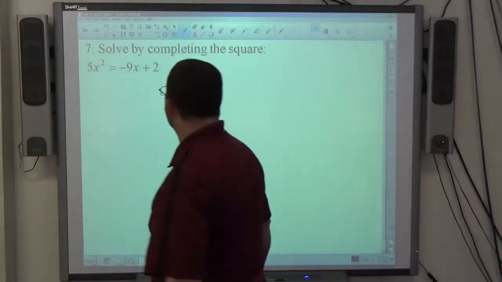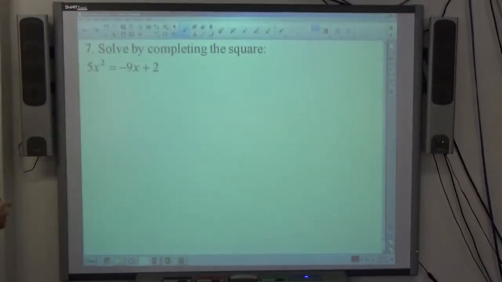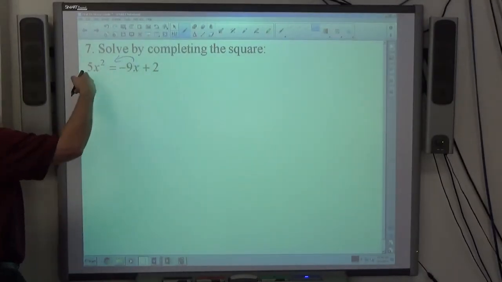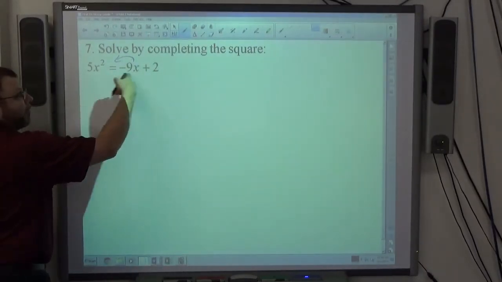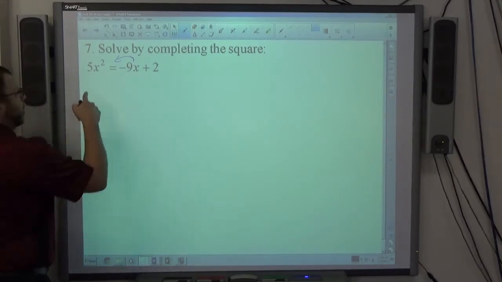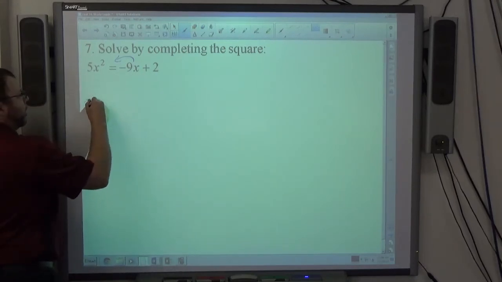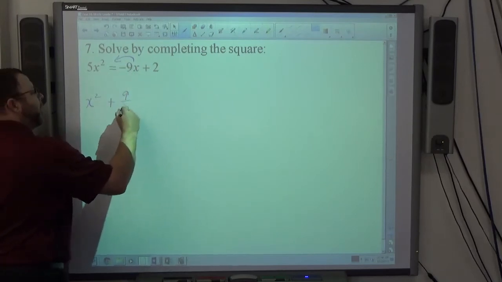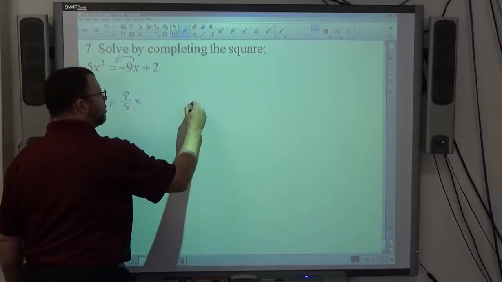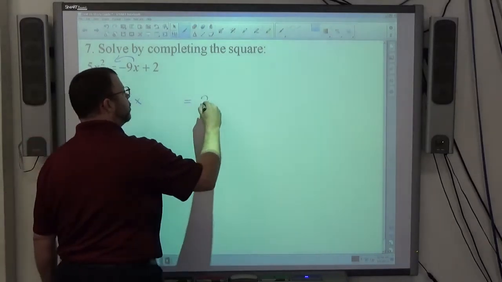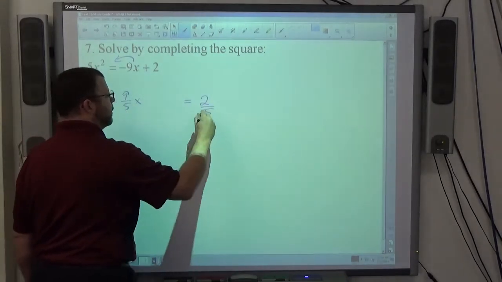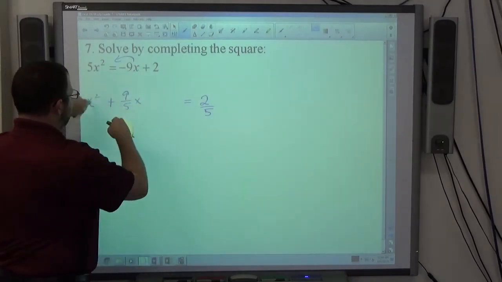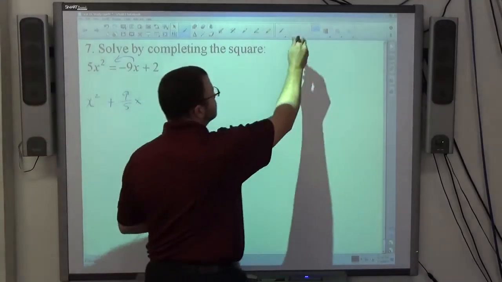Number 7, solve by completing the square. Same idea. I want the 9x over on the left-hand side, the 2's already on the right-hand side. This is 5x squared. I've got to divide everything by 5 as I'm doing this. So divide by 5, I'm going to get 1x squared. Divide by 5 and move over becomes positive 9/5 x, leaving a gap for completing the square, equals 2/5.